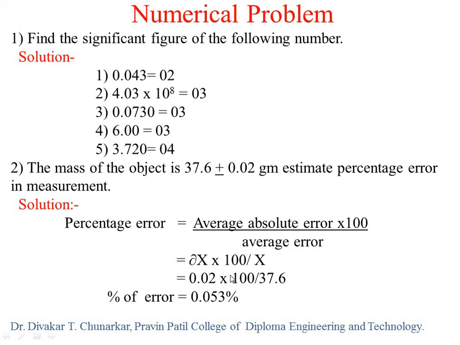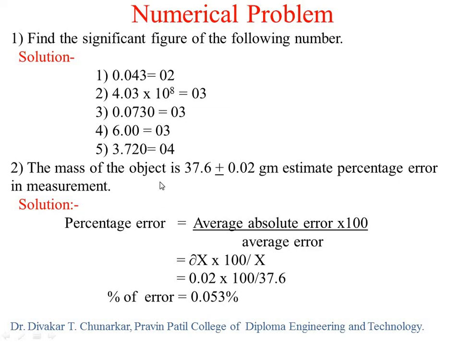So here is simple multiplication and division, which you have learned from 4th standard to 10th standard. So our percentage of error is 0.053%, and this is our answer. So again I revise this. The mass of the object is 37.6, so this 37.6 is the average value, and plus minus 0.02 gram is the average absolute error. And we have to calculate the percentage error in the measurement.